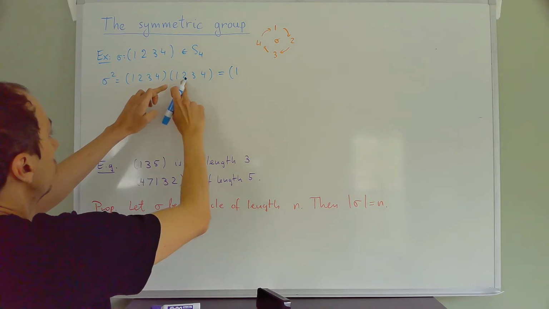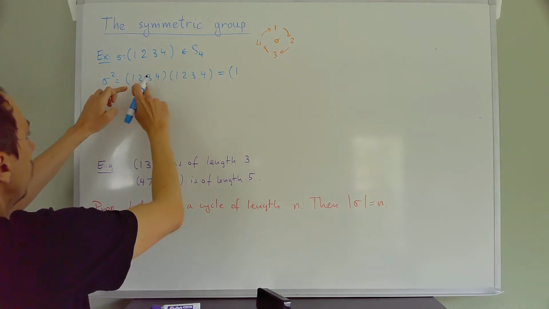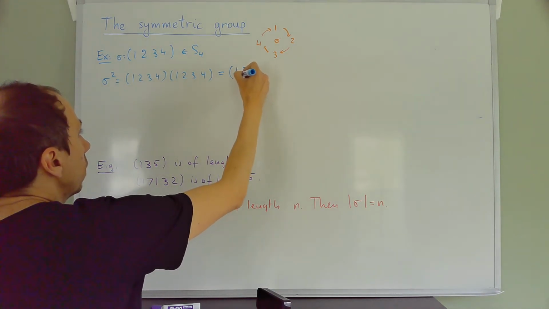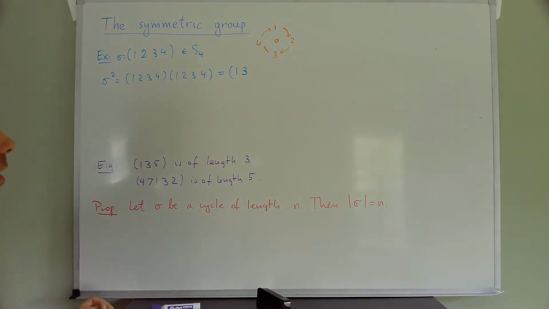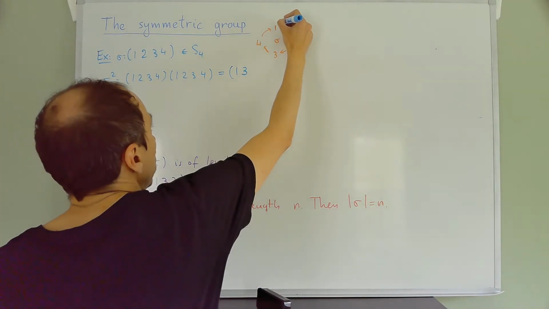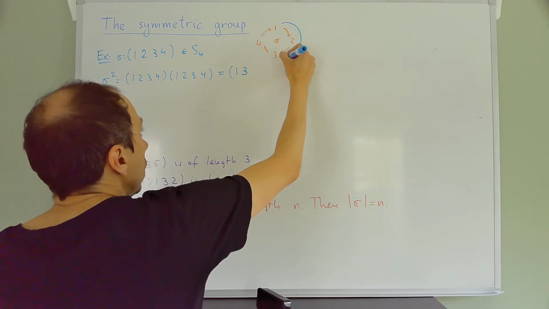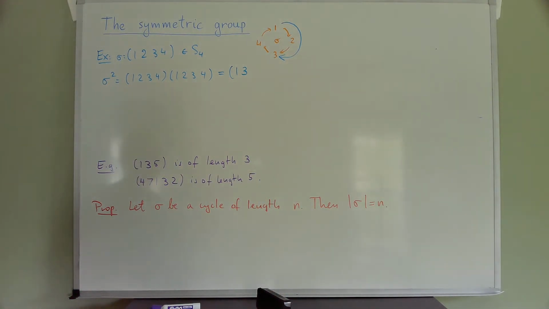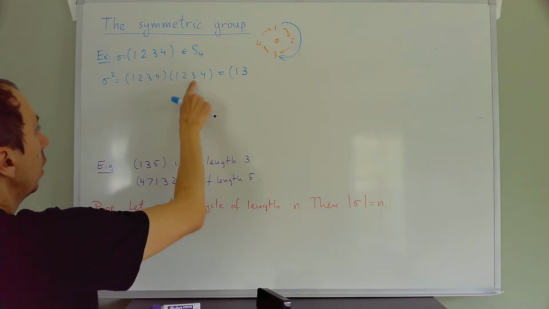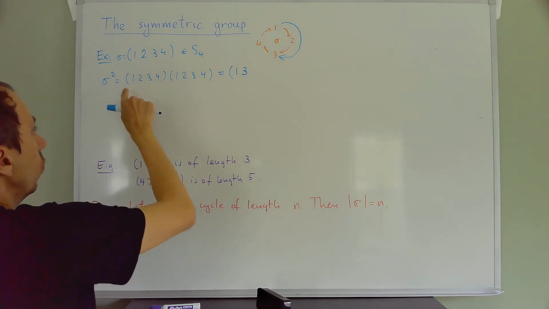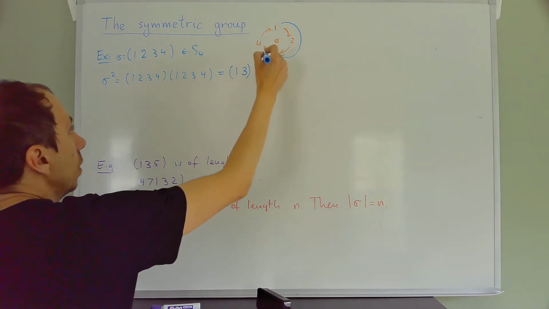So 1 goes to 2, and then 2 goes to 3. So 1 goes to 3. Essentially you just skip the 2. So that would be sigma squared. What happens to 3? 3 goes to 4, and then 4 goes to 1. So you just go back to 1.